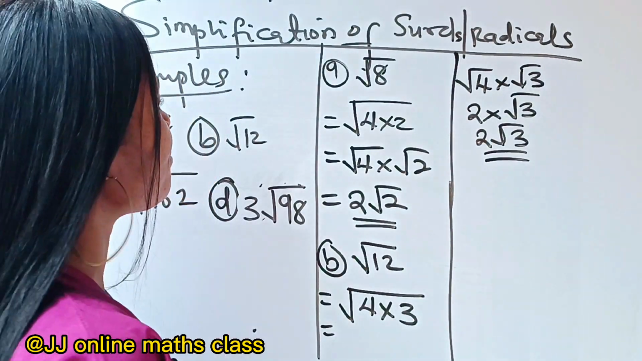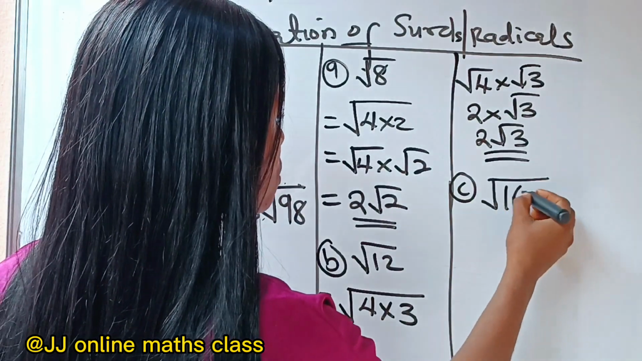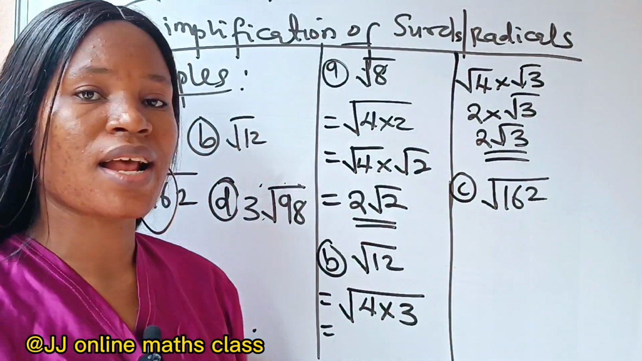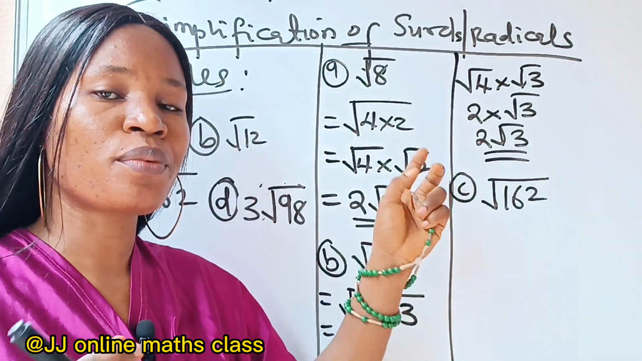As easy as that. Now we have a bigger number here, that is root 162. Just like I keep mentioning, sometimes we have a bigger number and it will not be easy for you.